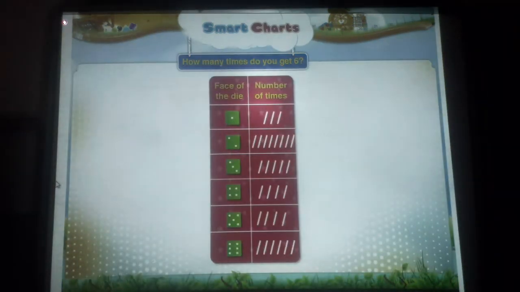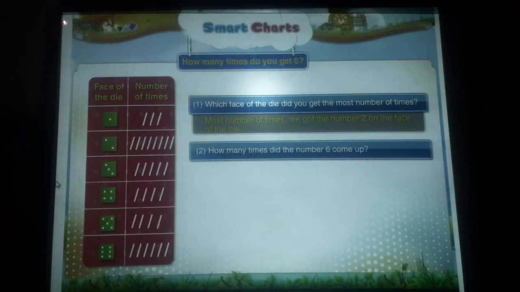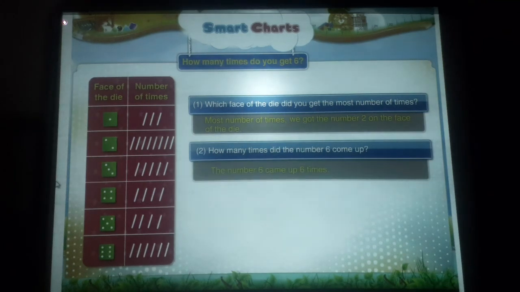From the given table, answer the following questions. 1. Which face of the die did you get the most number of times? Most number of times, we got the number 2 on the face of the die. 2. How many times did the number 6 come up? The number 6 came up 6 times.